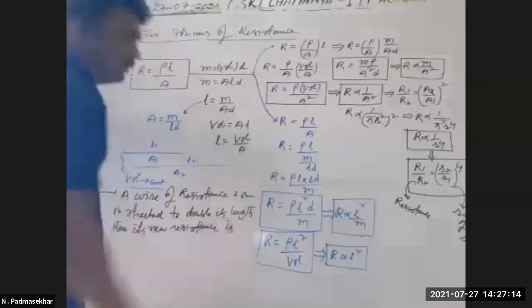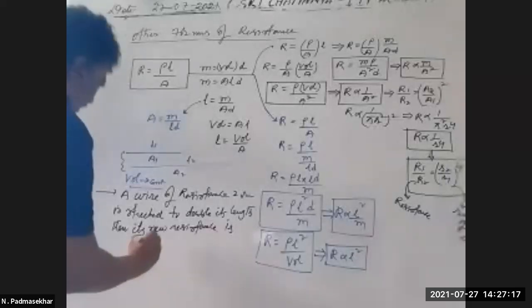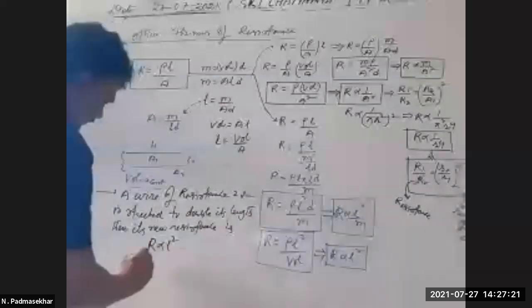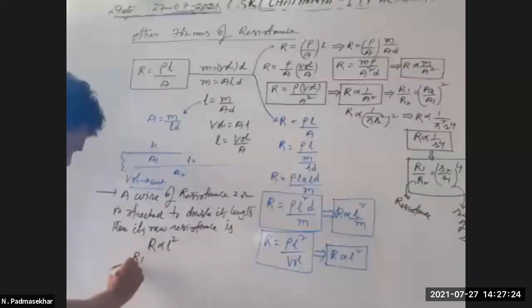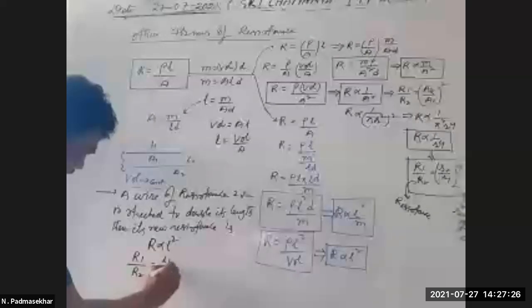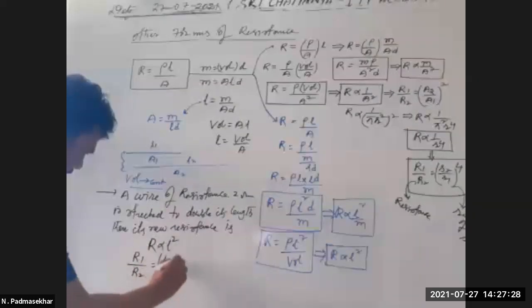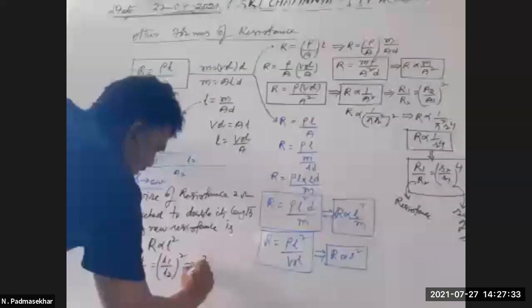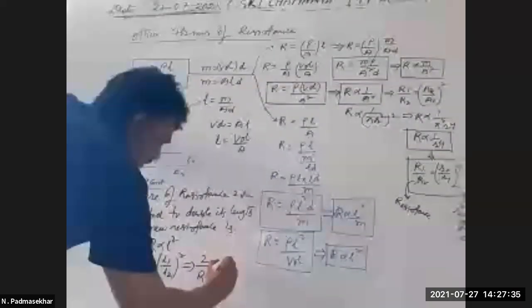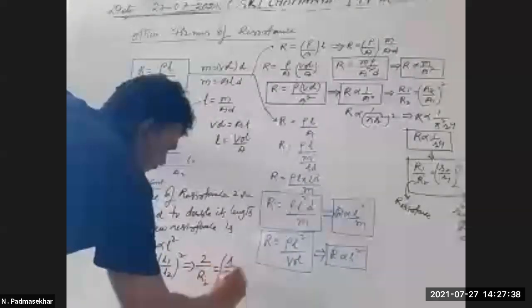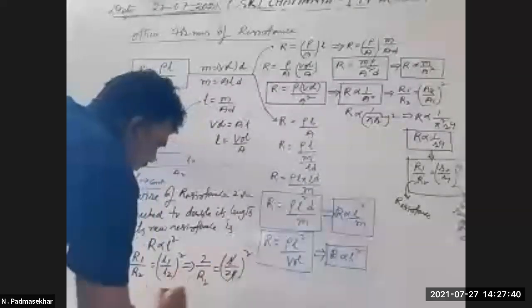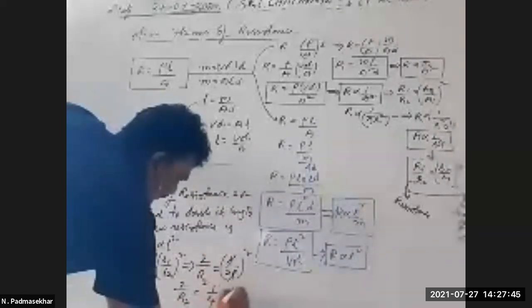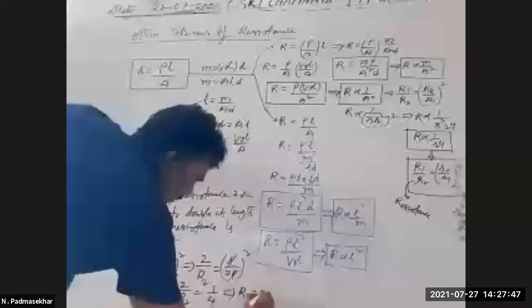So new resistance is, what should we write here? Since the volume is constant, R is directly proportional to L square. R1 by R2 is equal to (L1 by L2) whole square. That is 2 ohms by R2. L1 is L, L2 is 2L, whole square. So 2 by R2 is equal to 1 by 4. R2 is equal to 8 ohms.